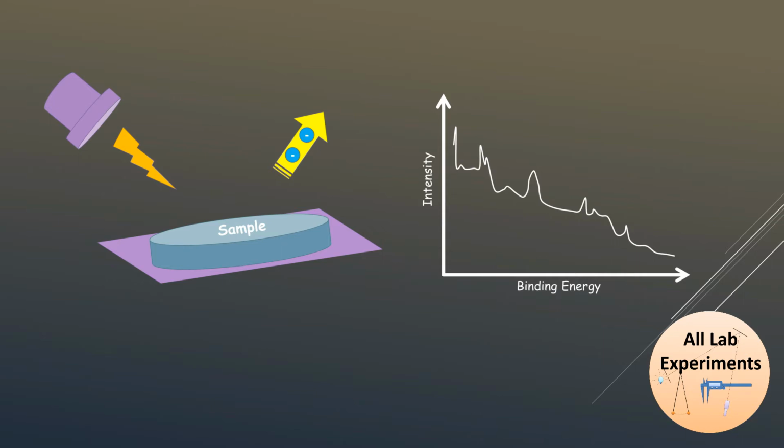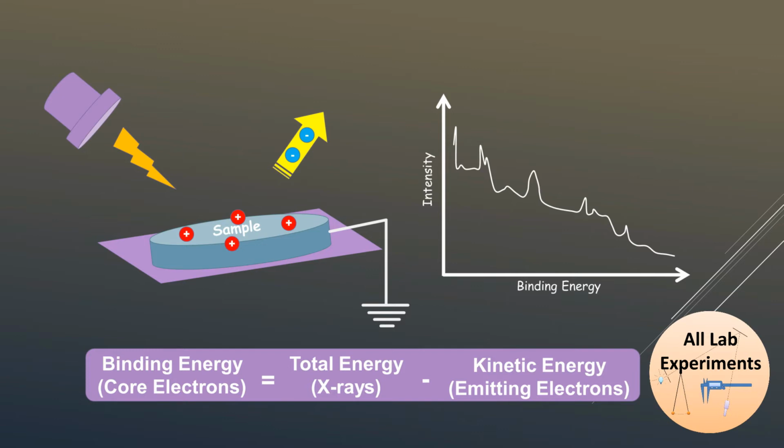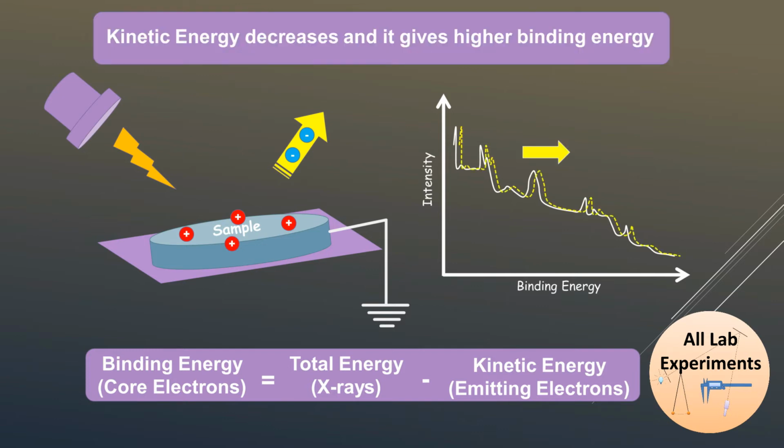But one of the most important concepts in this is that the sample should be grounded properly. But this grounding is not always proper, so sometimes there are some charges on the sample. In case they are positive charges, they attract the electrons which are going out of the sample and decrease their kinetic energies. So according to the photoelectric equation, we observe a higher binding energy of these electrons.